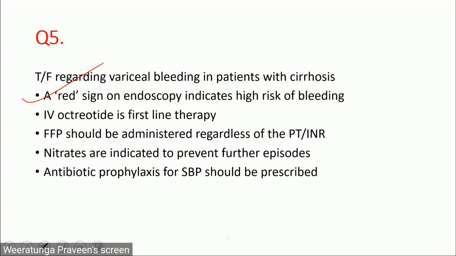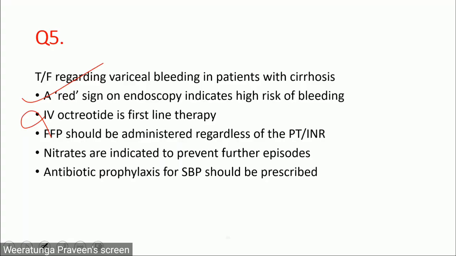So if they develop variceal bleeding, your first thing is obviously to stabilize their circulation with fluid boluses. And the drug of choice is not octreotide, it is terlipressin. If you don't have terlipressin, you give octreotide. So octreotide is not the first line therapy. Terlipressin is the first line therapy. Now, do you give FFP in patients with variceal bleeding? Not always. Definitely not unless the INR is significantly deranged.